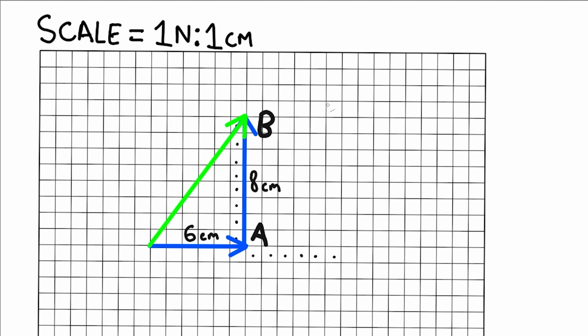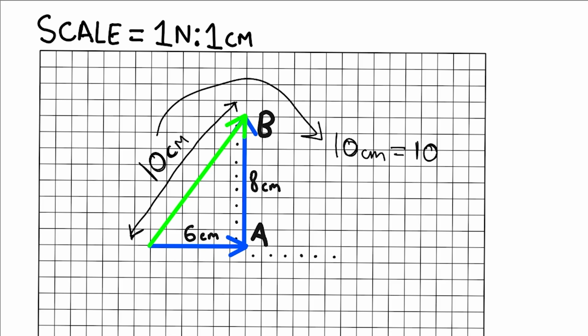Because everything is to scale, all we have to do is measure the resultant force, which is 10 centimeters long. And by converting this measurement, we find that the resultant force of vector A and B is 10 newtons.